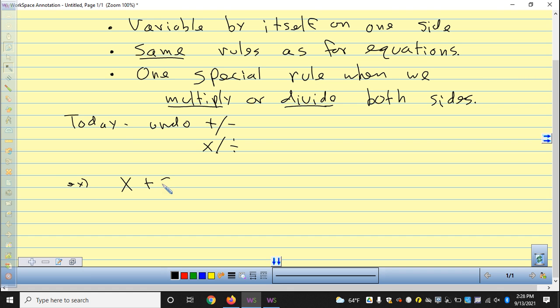So x plus 9 is less than 12. We can think of this exactly like we think of the equation x plus 9 equals 12. We're going to use the exact same steps. So to solve this equation, what would we do? Yeah? We're going to subtract 9 from both sides. And when I do that, these go away, and I get x equals 3. 12 minus 9 is 3.